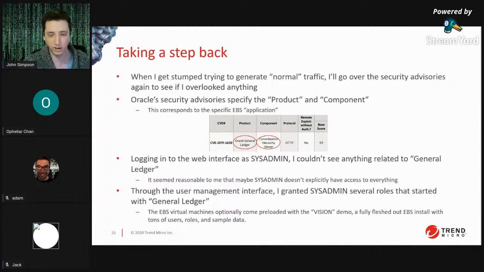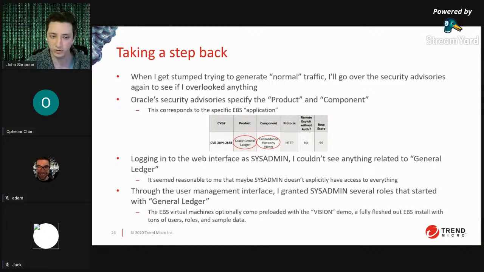But it seemed reasonable to me that for a really large ERP application, sysadmin wouldn't automatically have access to everything in the system. They would still have to be granted permission to access stuff, because obviously you're running, let's say, a Fortune 100 company. This is running a huge portion of your company. Your sysadmin shouldn't be able to just automatically go in and access anything and everything without adding and updating some roles. So through the user management interface as sysadmin, I was able to grant myself several roles that started with General Ledger. I basically said, these all say General Ledger, okay, let's add all of them to my user.